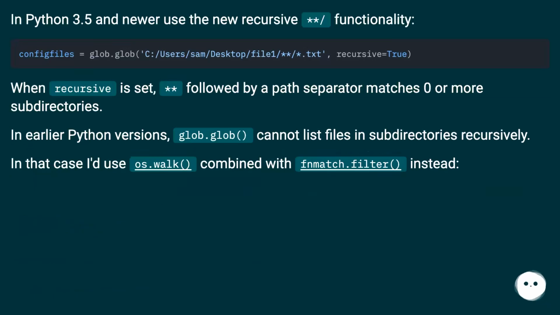In Python 3.5 and newer, use the new recursive ** functionality. When recursive is set, ** followed by a path separator matches 0 or more subdirectories. In earlier Python versions, glob.glob cannot list files in subdirectories recursively. In that case, I'd use os.walk combined with fnmatch.filter instead.